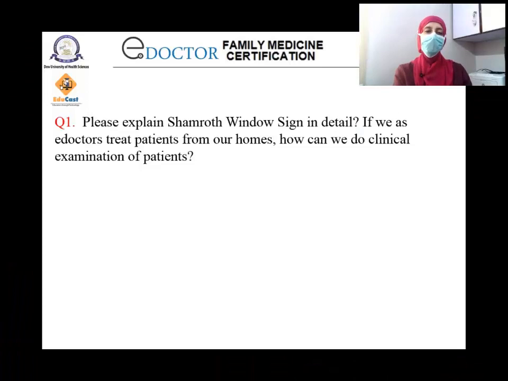Okay, starting off with the first question, please explain the Shamroth window sign in detail. If we as e-doctors treat patients from our homes, how can we do clinical examination of patients? So basically these are two questions together. The first one, the Shamroth window sign, as you all must have seen in the books, is basically done to check for clubbing. So I will just do the maneuver in front of you quickly.